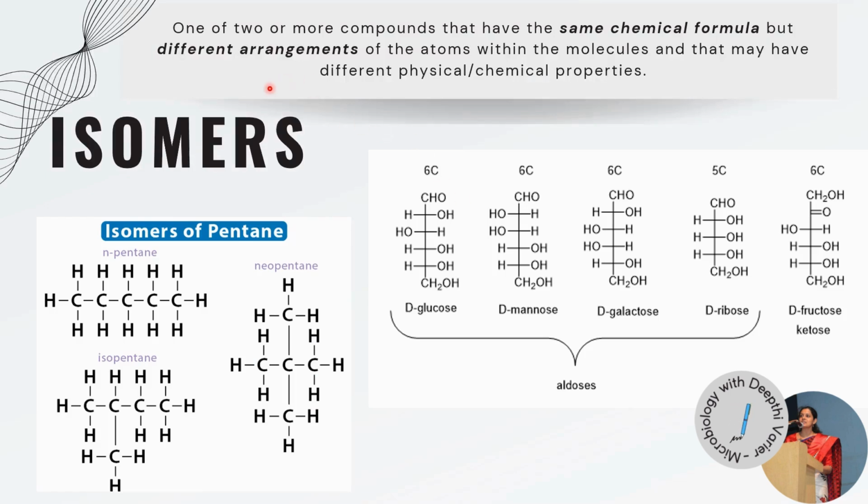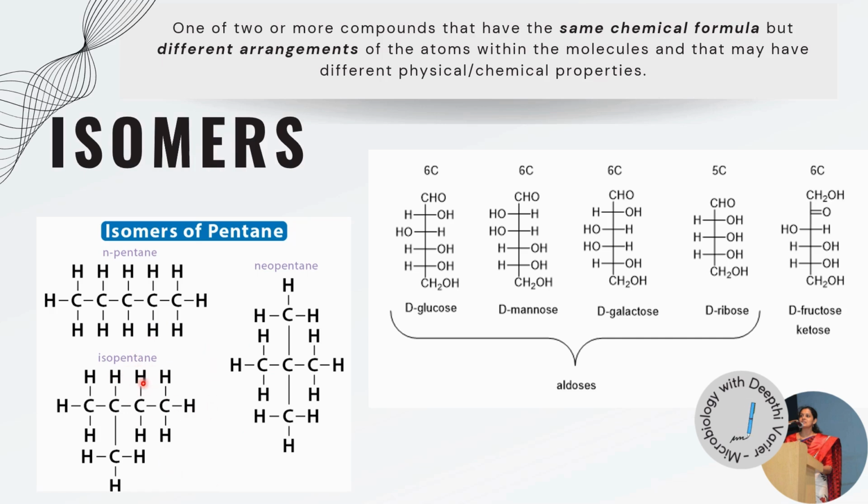Now, isomers are molecules that have the same chemical formula but differ in the organization of atoms within the molecule. This can lead to them having different physical or even chemical properties. For example, as you can see here, I've shown you three isomers of pentane. All three of them have the same number of carbon and hydrogen atoms. However, as you can very clearly see from the diagram, they are arranged very differently.